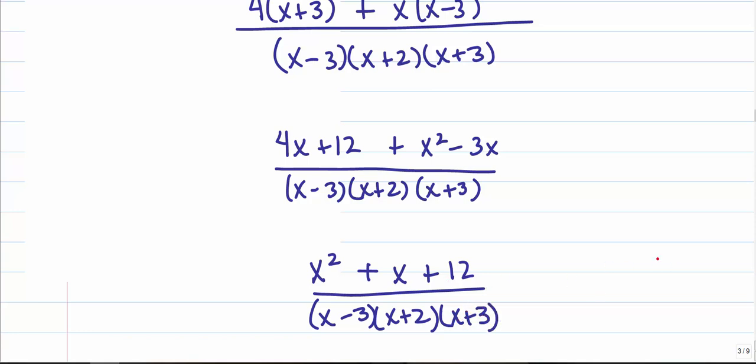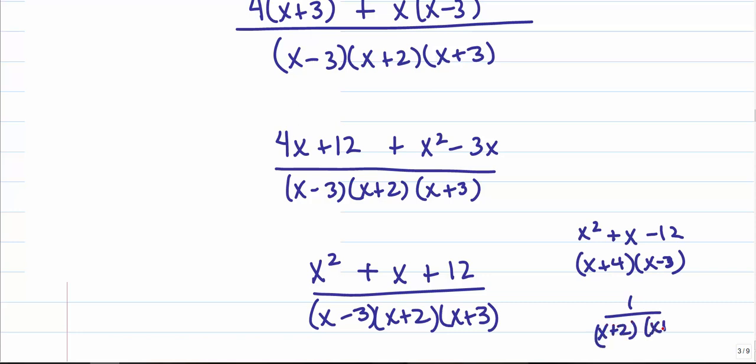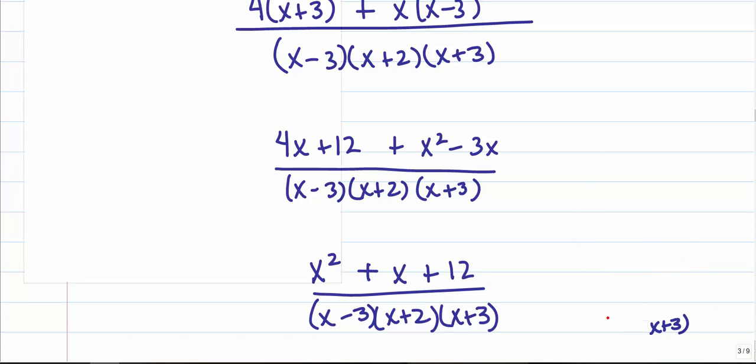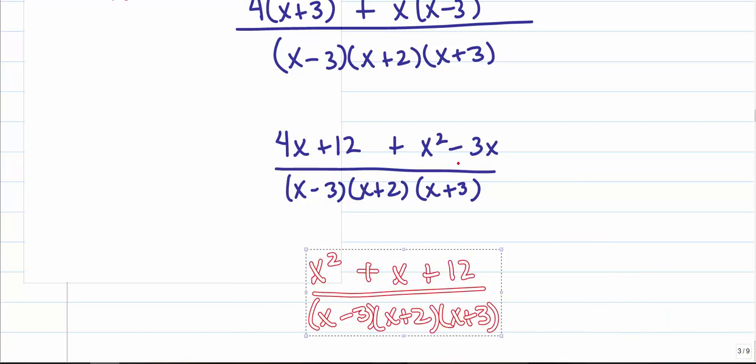I can't factor the top. If the top had been x squared plus x minus 12, that would have factored into x plus 4 times x minus 3, and I could have canceled, and I would have been left with just that. But that's not what we had. So ignore what I just said. But that's as far as I can go, because that numerator does not factor.